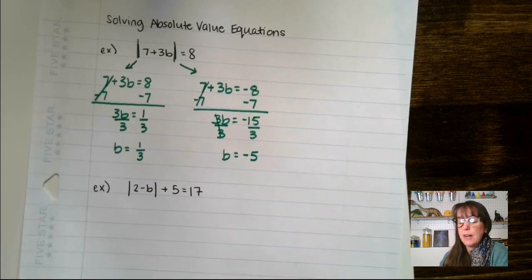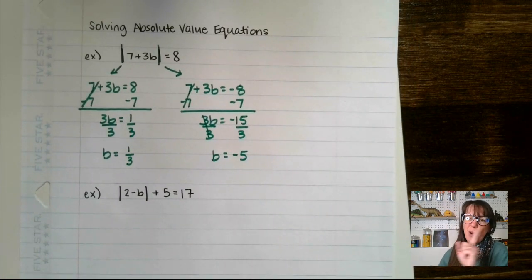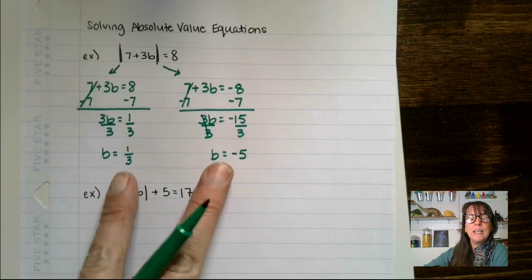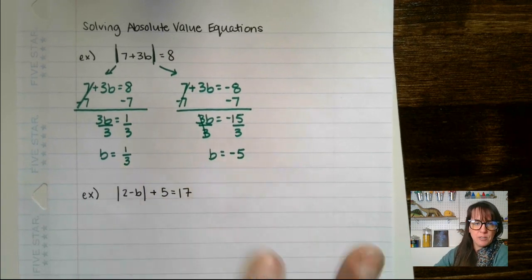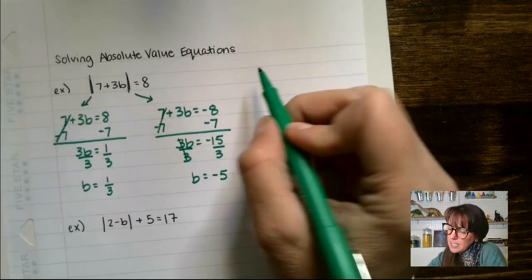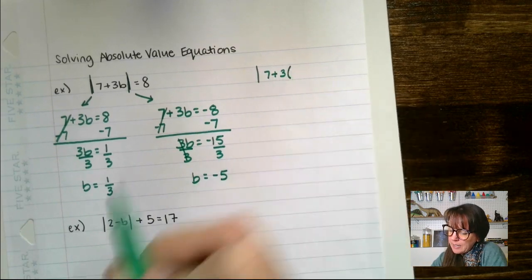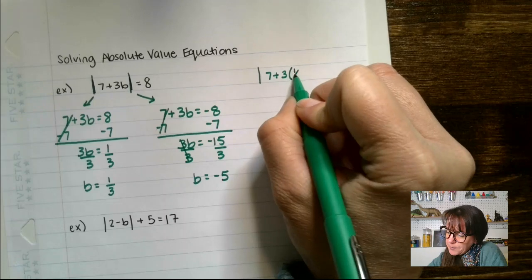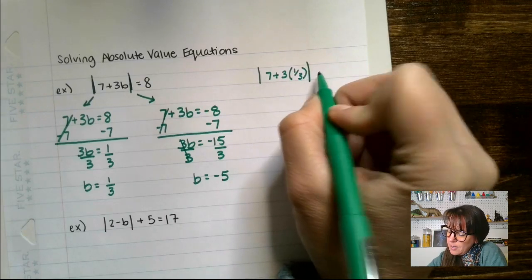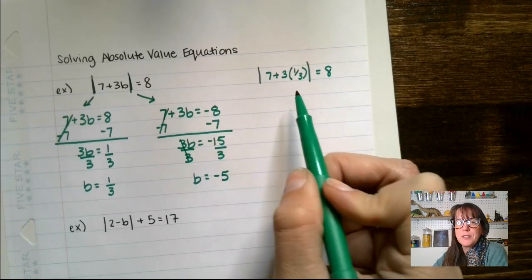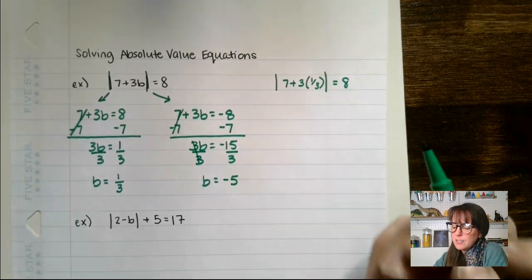Negative 5. Now, the deal with absolute value equations is you always have to go back and check your answers because sometimes you'll get an extraneous solution, meaning it's a solution that doesn't work. So right now, these are just potential solutions. So we go back and we look, okay, let's plug this in. We have 7 plus 3, and instead of b, we're going to put 1/3 in here, equals 8.